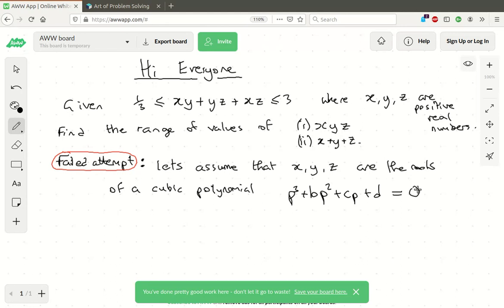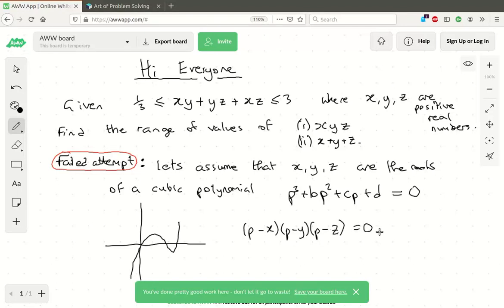What I'm basically saying is if x, y, and z are positive real numbers, then they could certainly be the roots of a cubic. Now, can the roots of a cubic be anywhere along the x-axis? Well, yeah, sure they can. They can be anywhere along the positive x-axis because the cubic could be p minus x multiplied by p minus y multiplied by p minus z equals 0. That's perfectly reasonable to say that a cubic can be of that form.